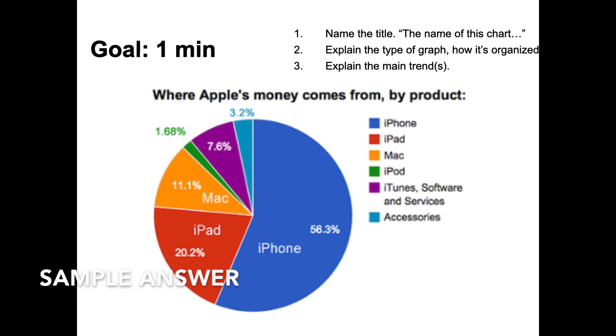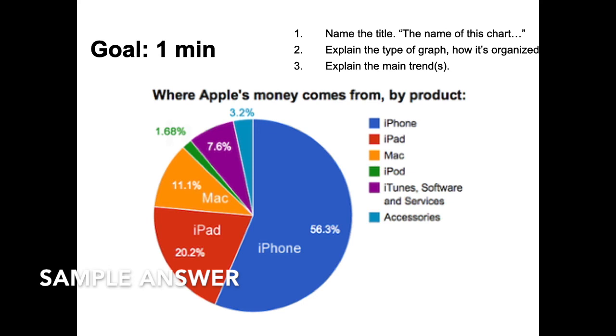The name of this pie chart is Where Apple's Money Comes From by Product. It's a pie chart, and on the right are various Apple products, and on the left are the percentages of Apple's profit. The main trends show that Apple makes most of its money from the iPhone, over 50%. The next highest is the iPad, about 20%.